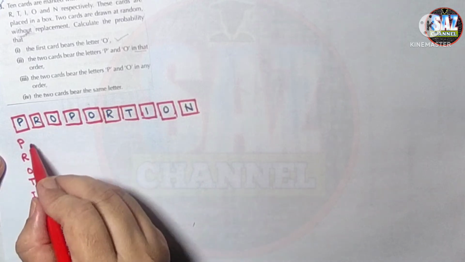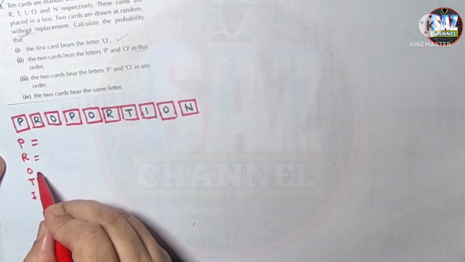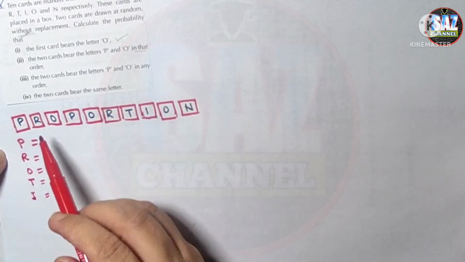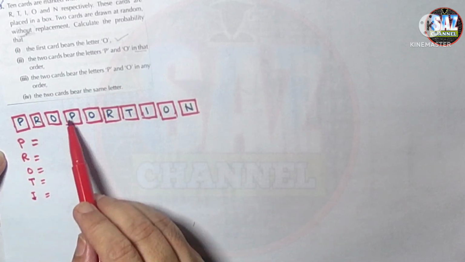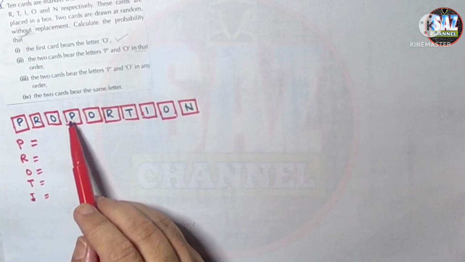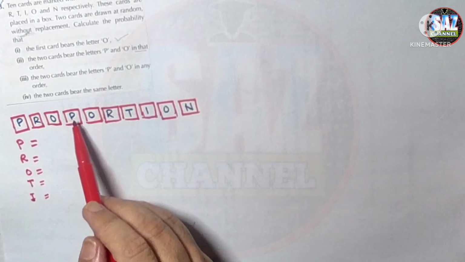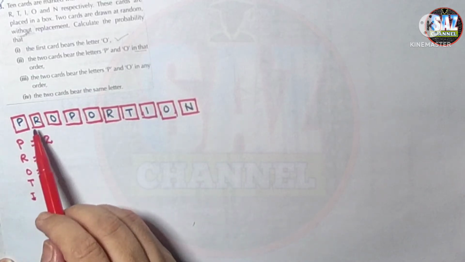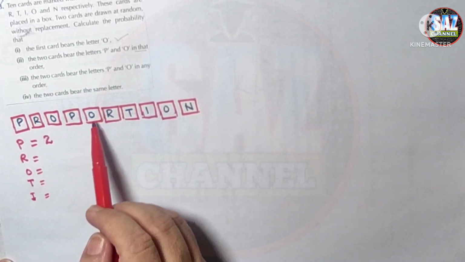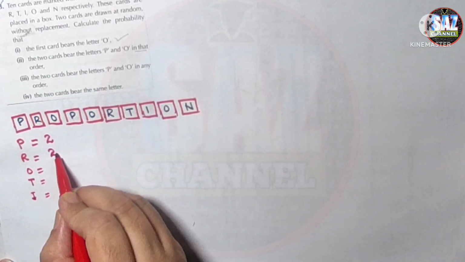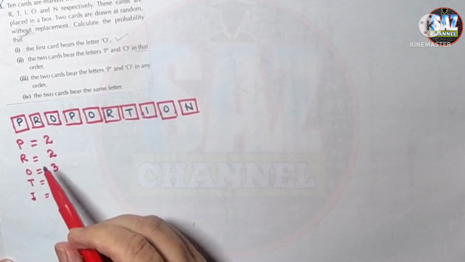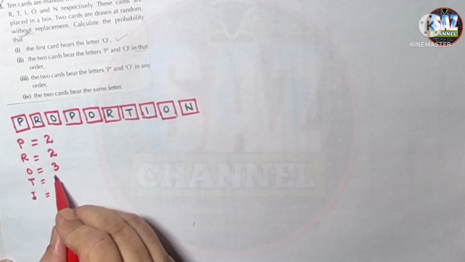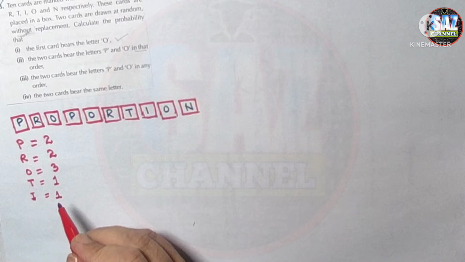Okay, now I have to see how many times P is coming. P one time, P second time. There are two chances for P. R is coming one time here, one time here, it's two times, and O three times, 3 to 6 and to 8. T and I. T is coming once only and I is coming once only.